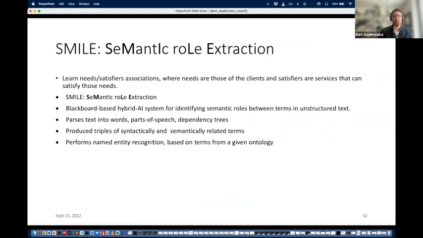And so we decided to create a more dynamic architecture to perform different parts of this task. And so this is why we use the Blackboard architecture. Smile is a hybrid AI architecture for identifying not just the different terms in these difficult-to-parse service descriptions, but actually connecting these terms together so that we can identify these different ontological concepts like services, clients, the fact that a service is provided to a particular client, and so on.